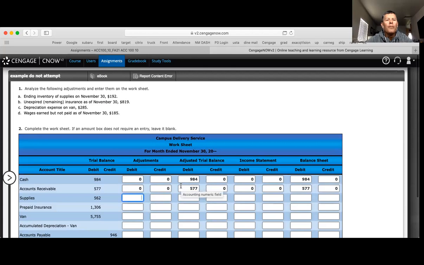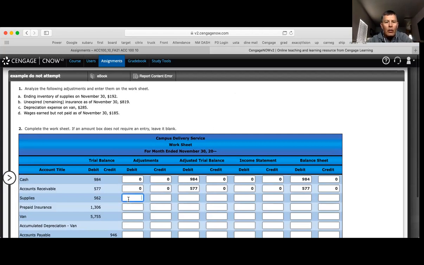So now we have supplies. Now keep in mind, this one says our ending inventory is 192. So if you think about this, we're going to need to make an adjustment. We're going to need to go from 562. Hang on one second, let me grab my calculator. So we'll need to make an adjustment here. 562, and then minus 192. The reason why I minus is we're going to need to make an adjustment.